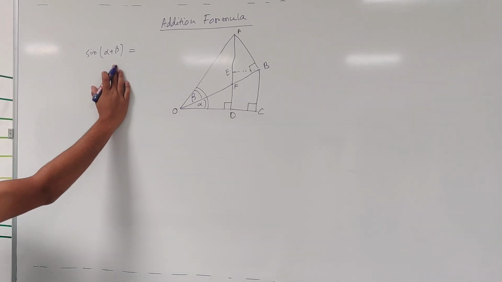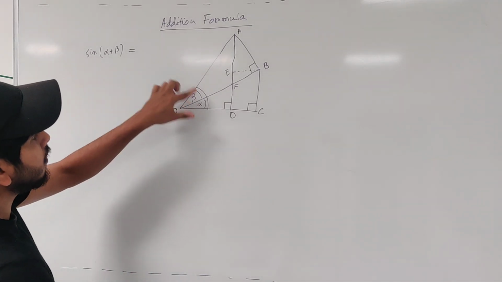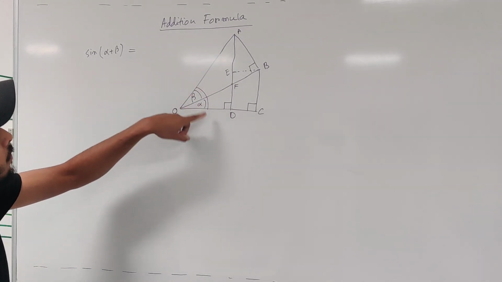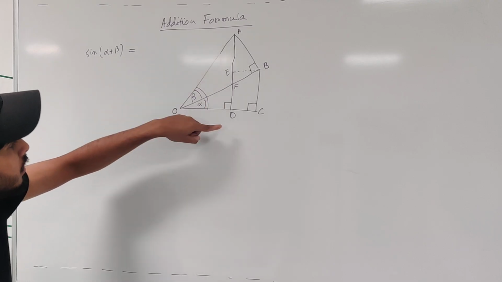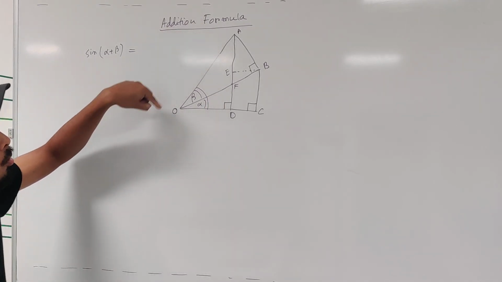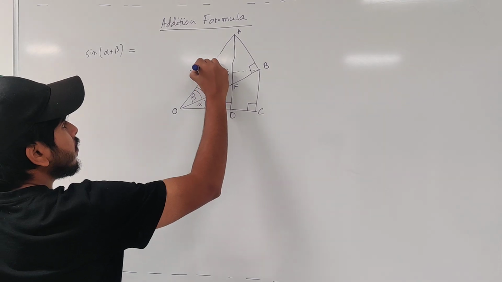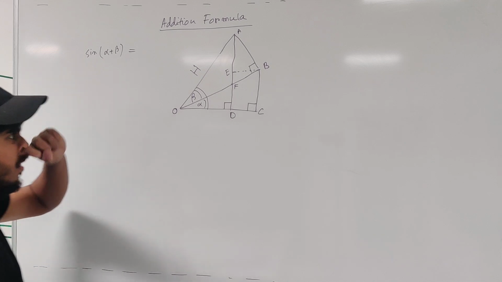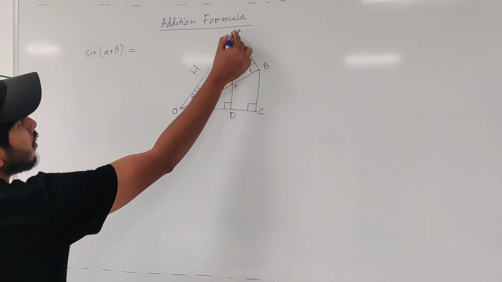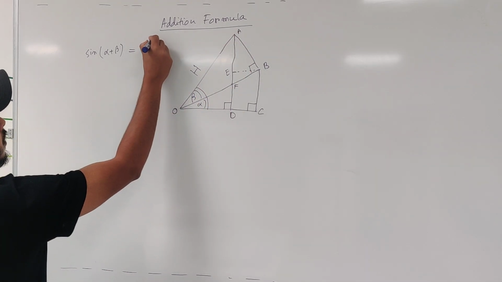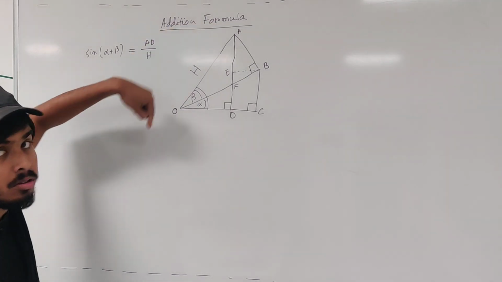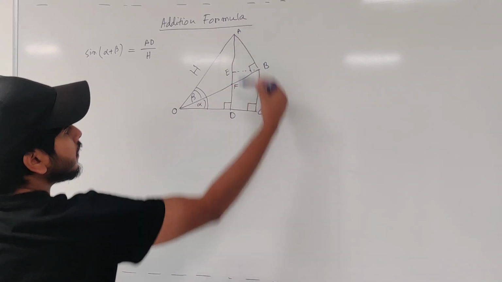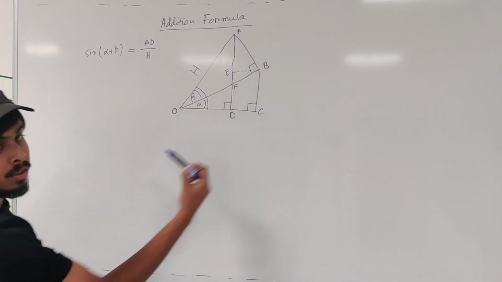What is sine alpha plus beta? As we know, sine of this angle in a right angle triangle, which is AOD, sine of alpha plus beta would be AD over OA. OA is the hypotenuse. Let's name OA as capital H because we are going to be using OA quite a lot. So sine alpha plus beta would be AD over H, which is OA. Okay, can we split AD? See that AD is AE plus ED.